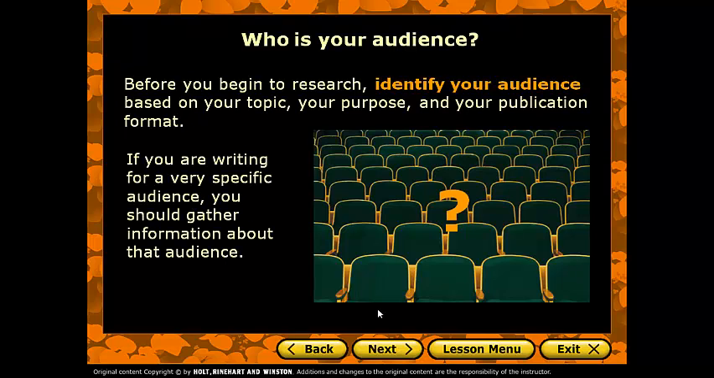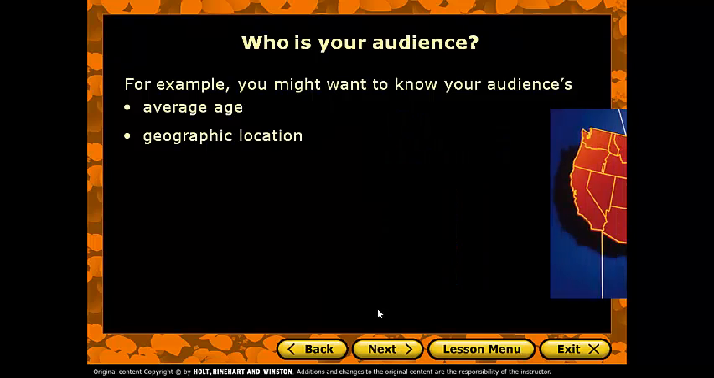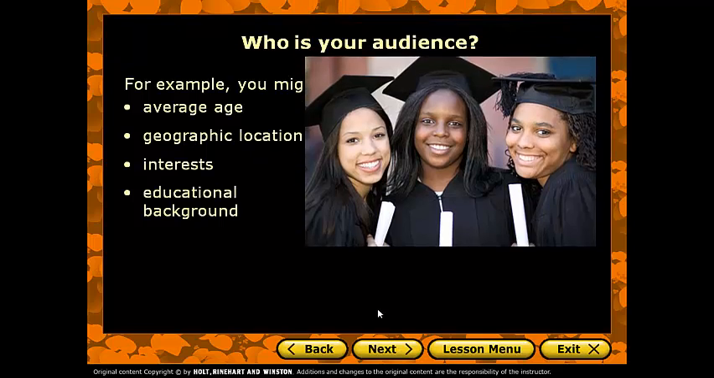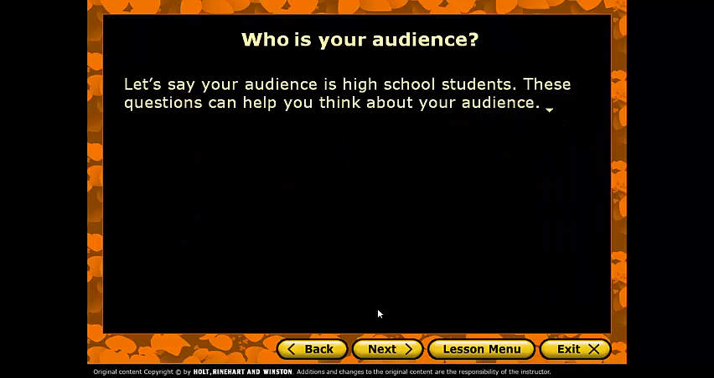If you are writing for a very specific audience, you should gather information about that audience. For example, you might want to know your audience's age, their geographical location, their interests, or their educational background. Armed with this knowledge, you can better tailor your research project to your audience. Let's say your audience is high school students. These questions can help you think about your audience.